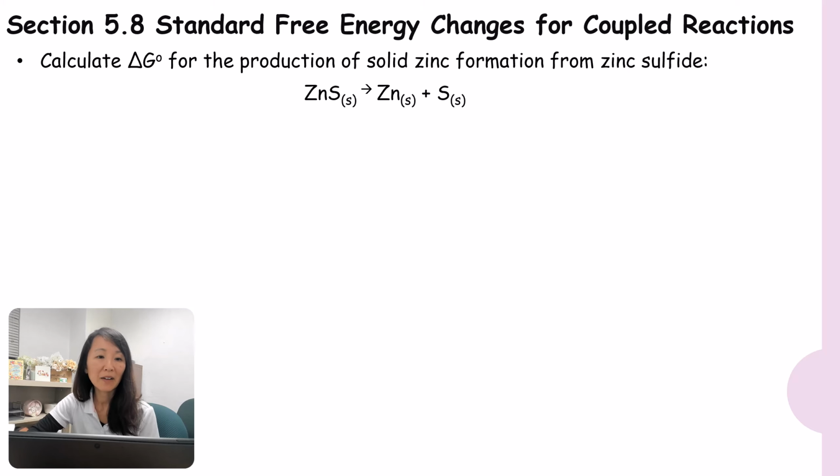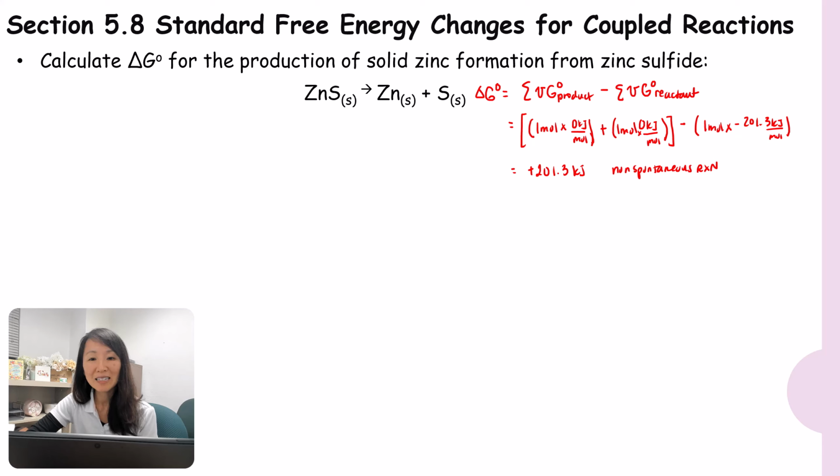In this video, we'll cover the standard free energy changes for a coupled reaction. Before I even begin to introduce a coupled reaction, try to find the delta G naught of this particular equation, where you have the zinc sulfide forming into zinc solid and sulfur solid. Go ahead and find the delta G naught by utilizing the delta G naught formation equation.